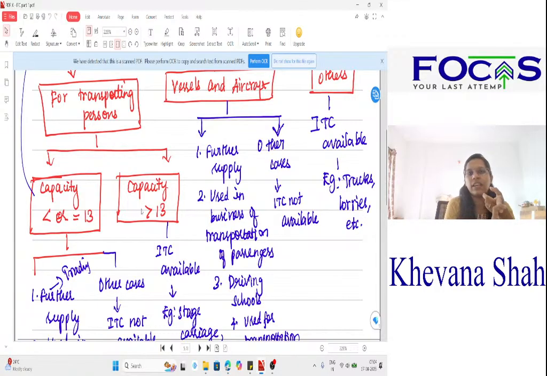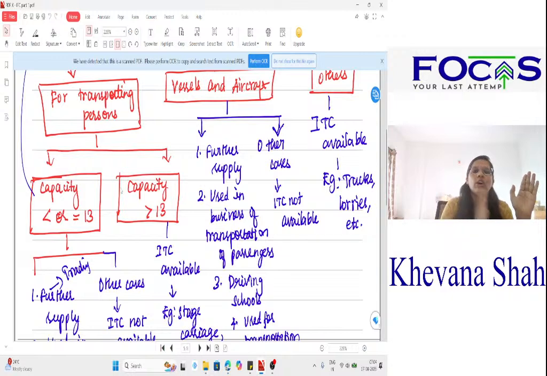Again for vessels and aircrafts, you will check those three cases, plus you will check whether it is used in business of transportation of goods. In those cases the ITC is available, and in other cases ITC is not available. In case of others, ITC is available, there are no such conditions.